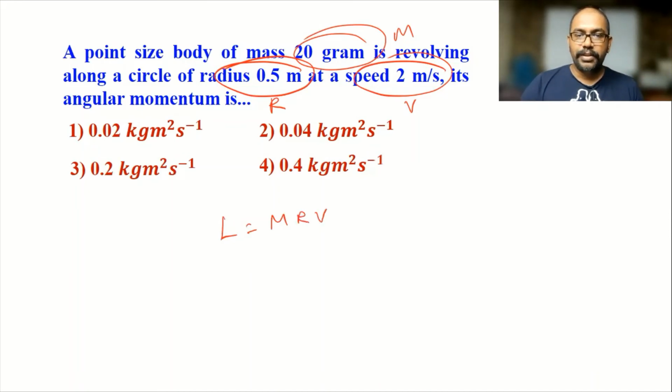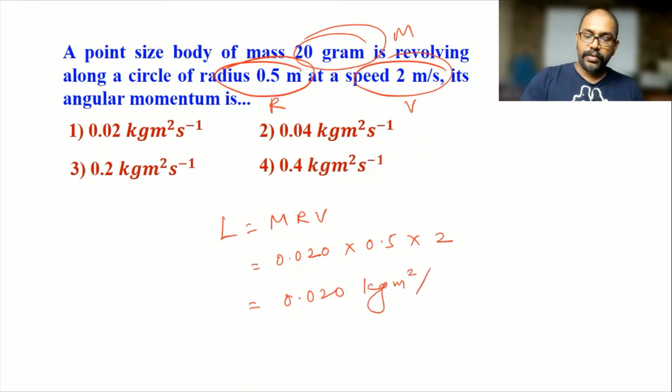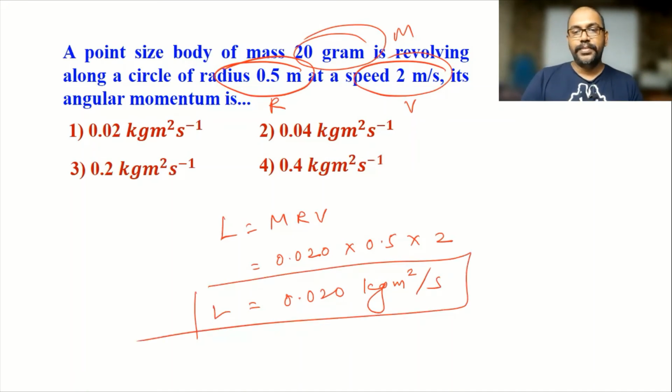So everything is given, we have to substitute in the same system. So here the mass is given as 20 gram. So 20 gram means 0.02 kg. Radius is 0.5 and speed is 2. So after substituting this, we get 0.020 kg meter square per second as the angular momentum. And if you see all the options here, it is written in option 1. So option 1 is the correct answer for this question.